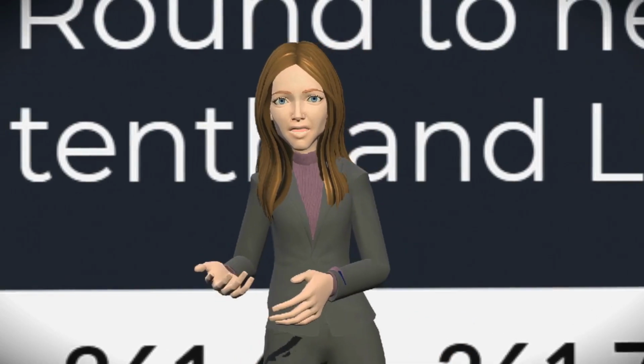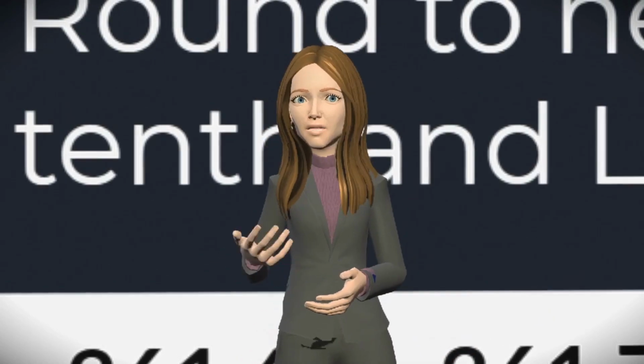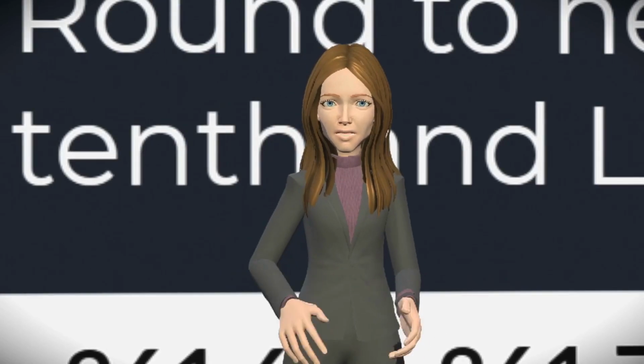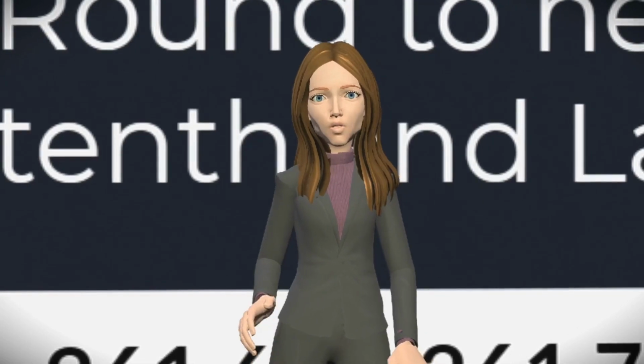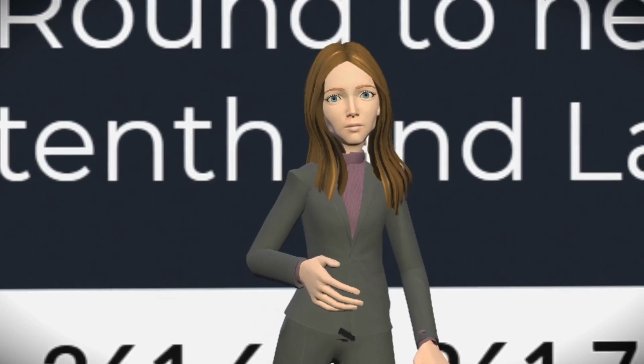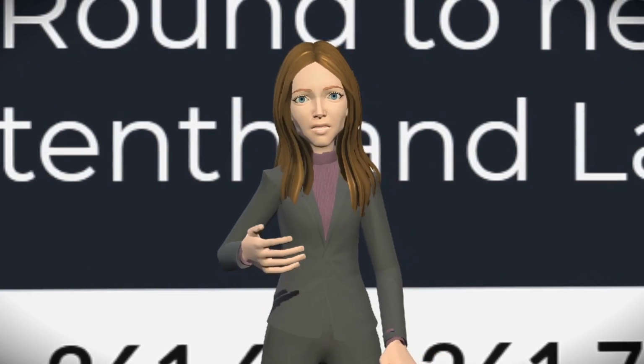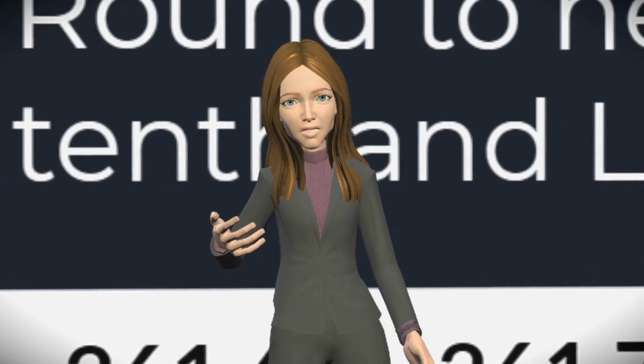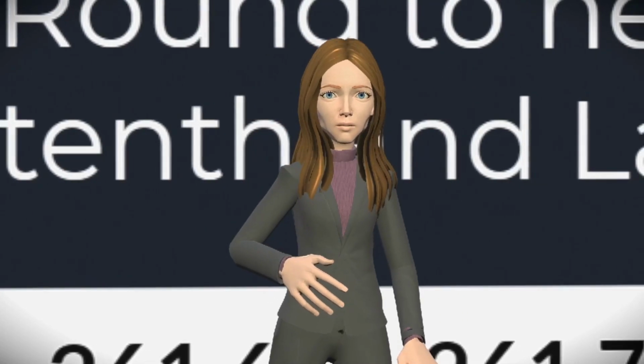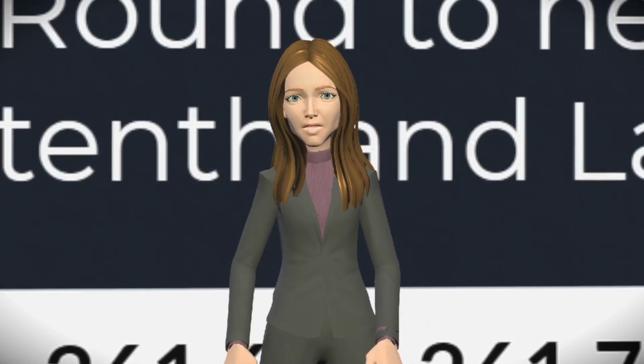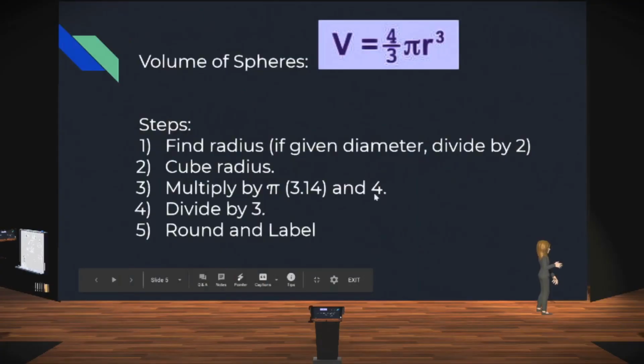So we compared this back to the volume of cones, again filling up that cone and seeing how it relates to the sphere. We found that 2 cones filled up the sphere. So if you multiply 1/3 times pi r squared times height, the equation for cones, times 2, we ended up finding the equation for spheres. And that equation for spheres is volume equals 4/3 times pi r cubed. So for spheres, you just have to find the radius and then you can move forward with your steps.